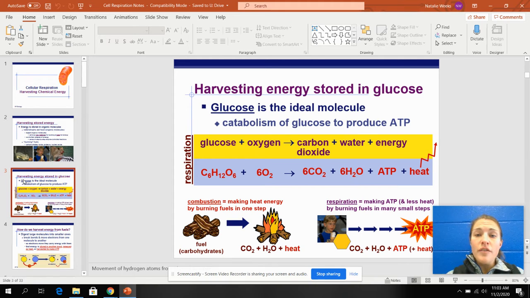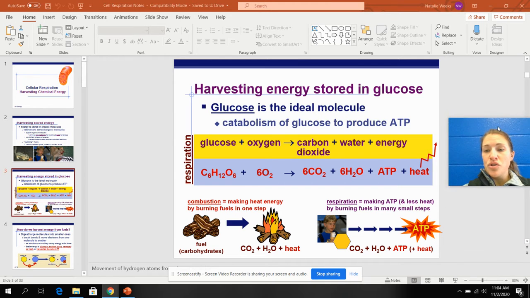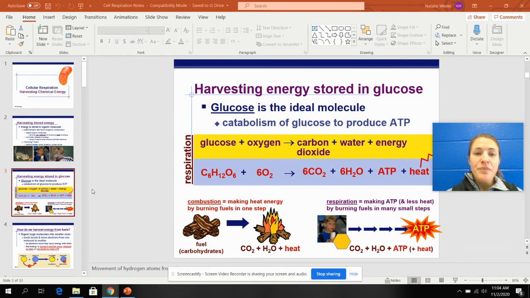So when we're harvesting our energy, we are always going to kind of consider everything glucose, because through the process of digestion, your body is going to turn all the carbs that you eat into glucose monomers. And it's going to be our ideal molecule for the catabolism to produce ATP. So remember, anabolism is building and catabolism is breaking. So this is a catabolic process where we're breaking down something to make something else.